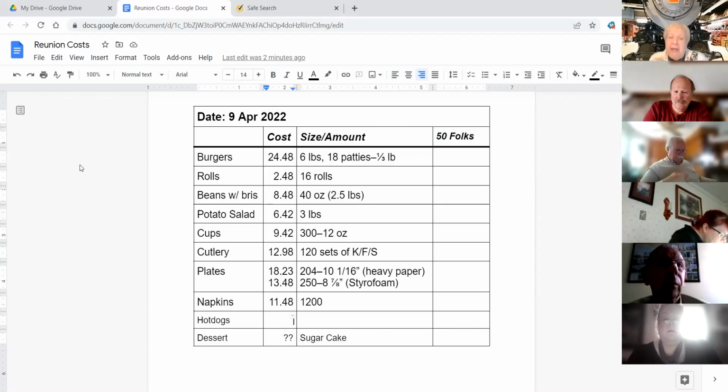So don't forget condiments, like mustard and ketchup and relish or sauerkraut, whatever people like on their burgers and dogs. You need to have a cost factor there too.